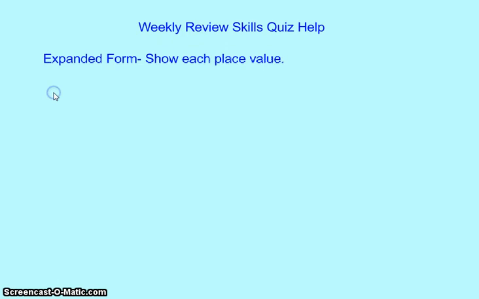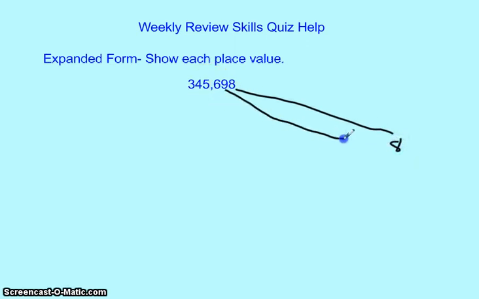So what if I had the number 345,698? So I'm going to take each one of those digits and I'm going to say the value. So this 8 is in the ones place, so it's worth 8. The 9 is in the tens place, it's worth 90. The 6 is in the hundreds place, so that would be 600.